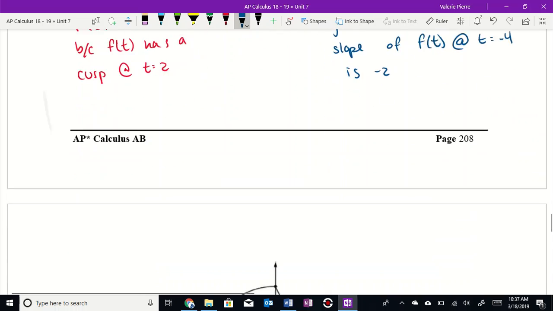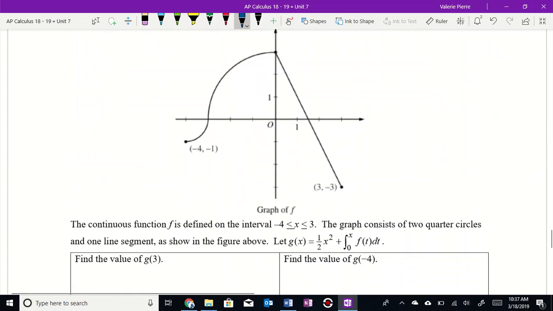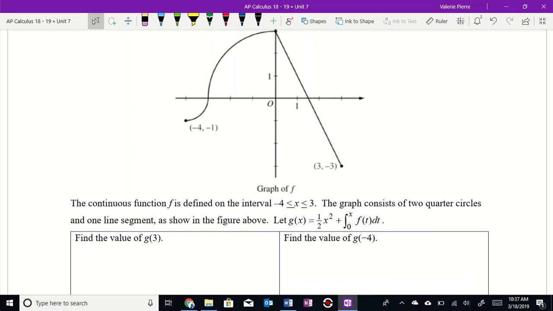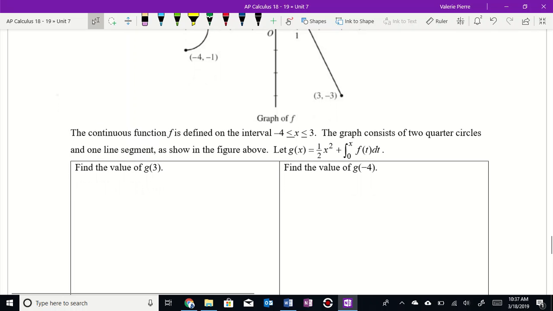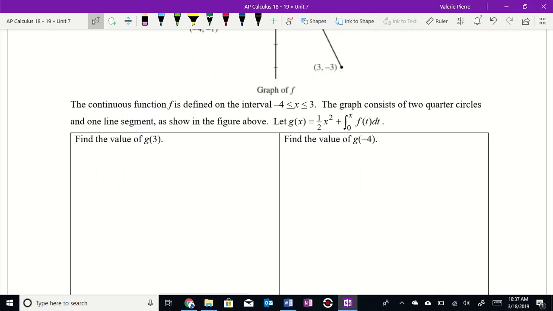Okay, so last page, last problem. The continuous function f is defined on the interval from -4 to 3. The graph consists of 2 quarter circles and 1 line segment as shown in the figure above. Let g of x equal 1/2 x squared plus the definite integral from 0 to x of f of t dt. We want to find the value of g of 3 and g of -4. So I'm going to set these 2 up for you so that you can find them on your own.